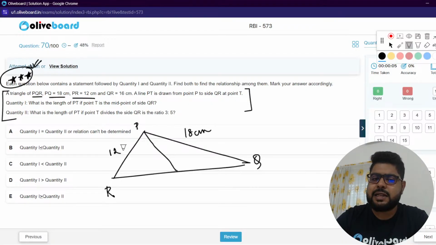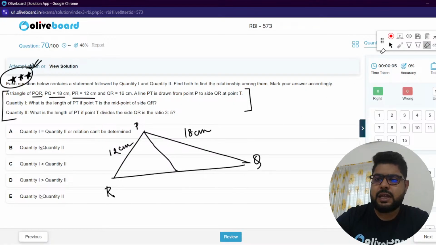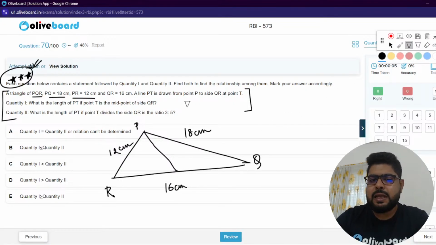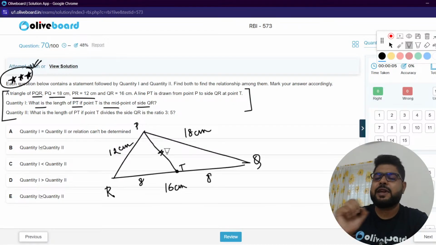PR is smaller, that is why I've named it like this. 12 centimeter. And QR is given as 16 centimeter. Now Q1 is the length of PT. This is T. If T is the midpoint of QR, meaning this is 8 and this is 8. They are asking what is the length of PT.